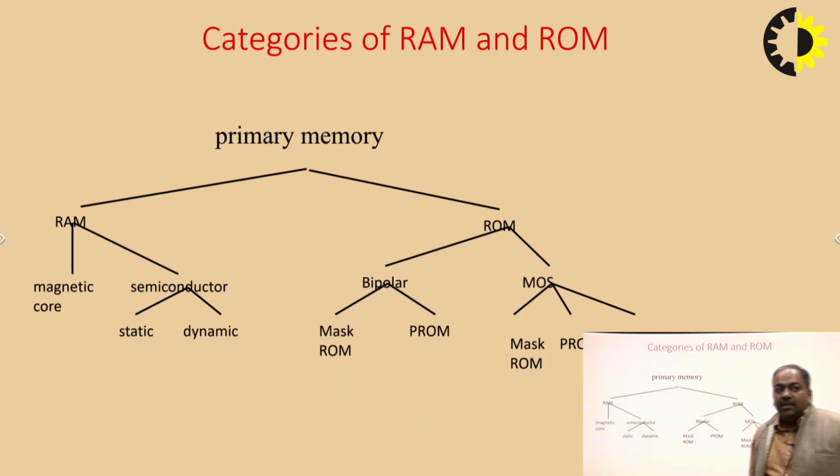The categories of RAM: there are two types of primary memory, one is RAM and the other is ROM. RAM is random access memory and ROM is read-only memory. ROM is of two types, bipolar and MOS, and RAM is of magnetic core and semiconductor. The RAM which we are currently using in our devices is semiconductor.